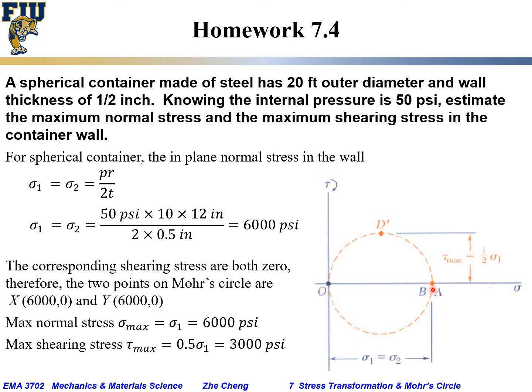So the two coordinates would be (6,000, 0) and (6,000, 0), and the maximum normal stress would just be this AB point. It would be the same as sigma 1, 6,000 psi, and the maximum shearing stress would be half of it, half of this AB location, or 0.5 of this sigma 1. It would turn out to be 3,000 psi. Okay.